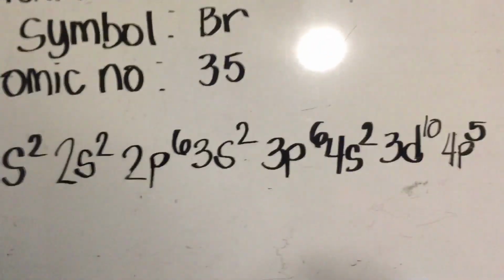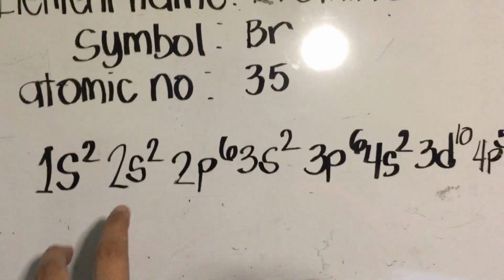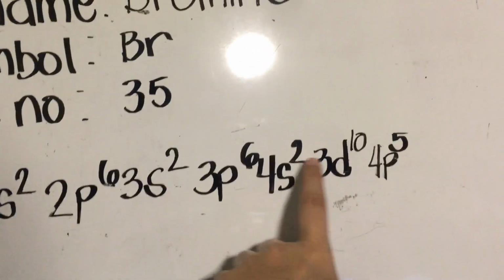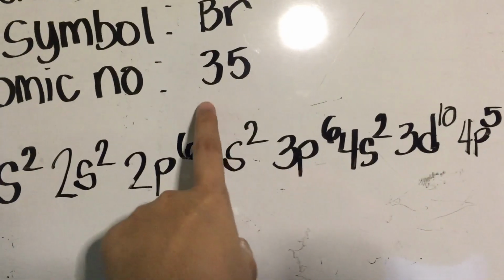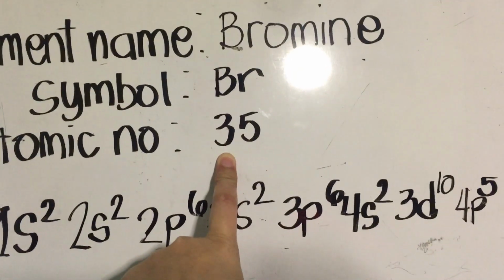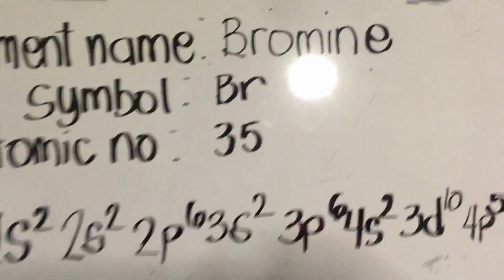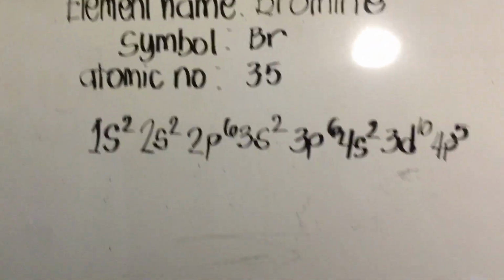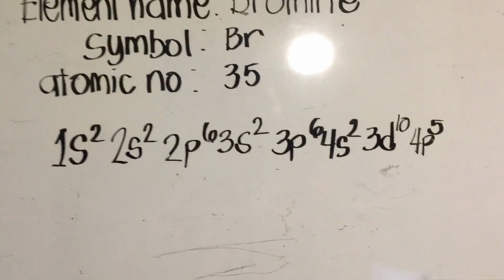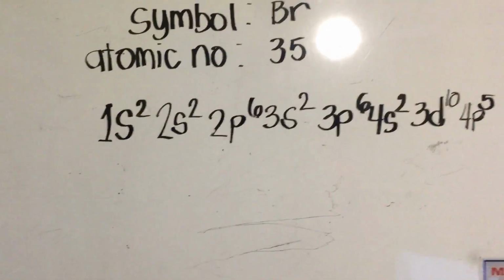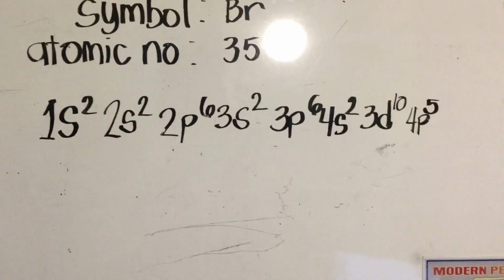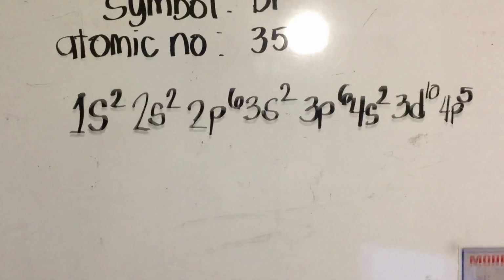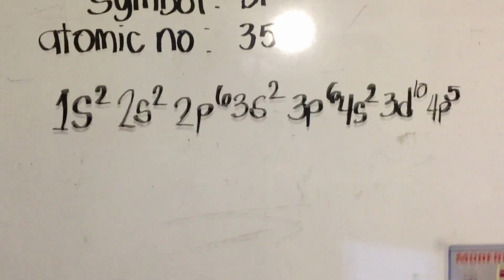So again, let's count how many electrons do we have. So we have 2, 4, 10, 12, 18, 20, 35. Okay, so that means that is the electron configuration of bromine. Okay. Now, i-apply natin yung kaninang rules, no? Yung rules in electron configuration. So ilalagay natin yung mga boxes, corresponding boxes na kailangan dito sa paggawa ng electron configuration.